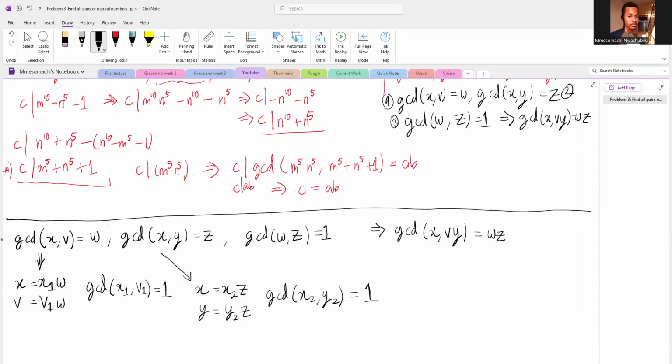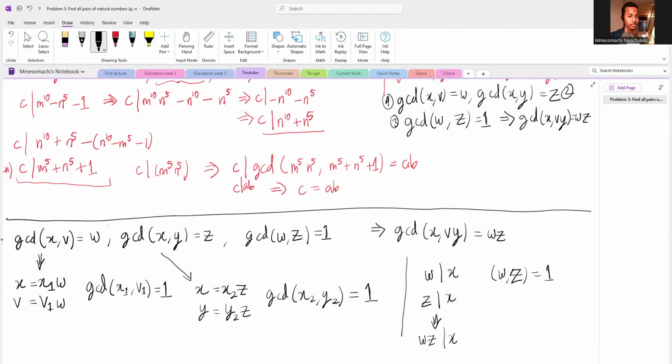Now, because we have the GCD of W and Z being equal to 1, let's look at it. We have basically W divides X and Z divides X, based on the GCD statement. But the GCD of W and Z is equal to 1. So this implies that WZ divides X. Okay, so very, very important.